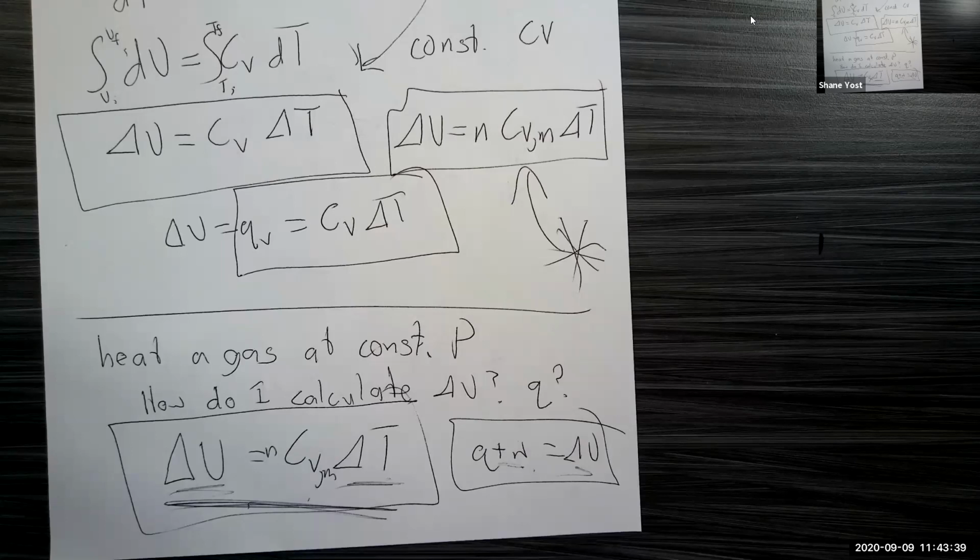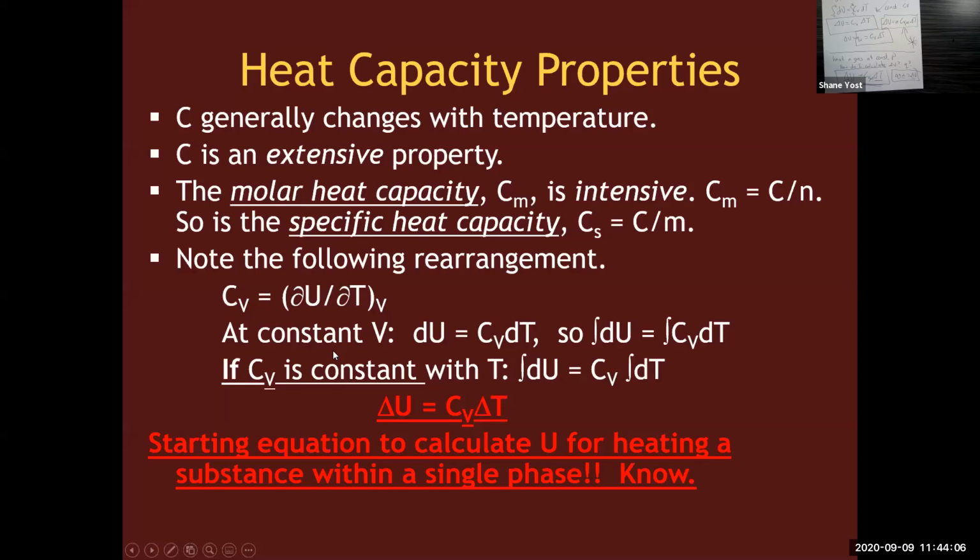Again, things like Q and W are more annoying to calculate because they are path-dependent functions. Delta U is not. It's very simple. Always, always, always, with no chemical reactions or phase changes, use this one. Know this equation. Very common.